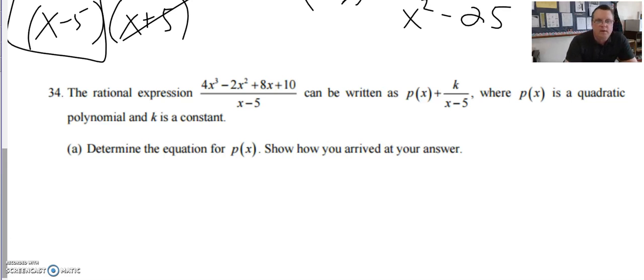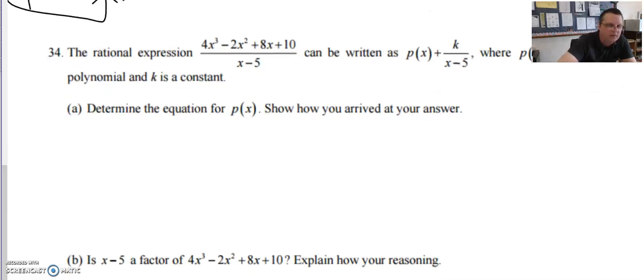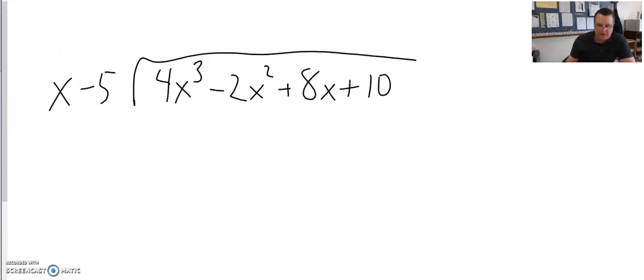Okay. 34 is the long division. Determine the equation and show how you arrived at your answer. So I'm not sure if I'm going to have enough room, so what I'm going to do is go to a new page. So here's your long division on a new page. Some of these numbers get a little large, so keep track of what's going on.